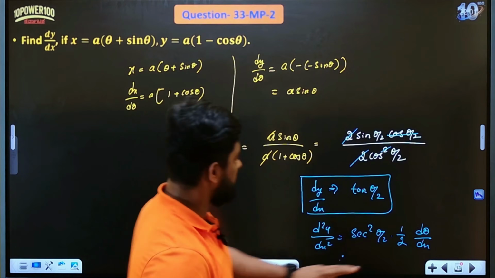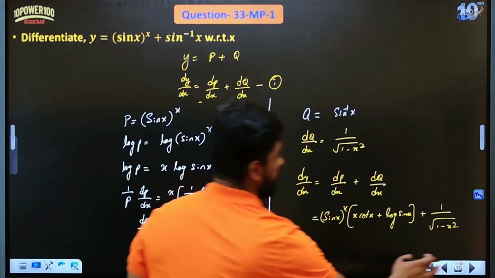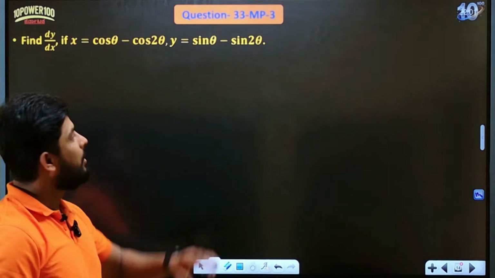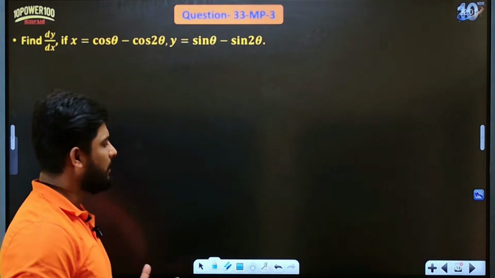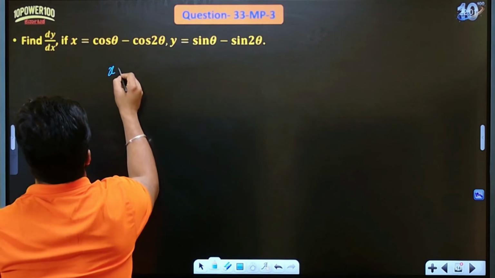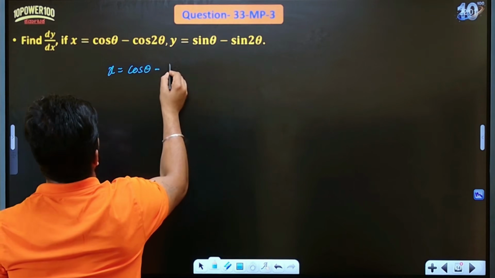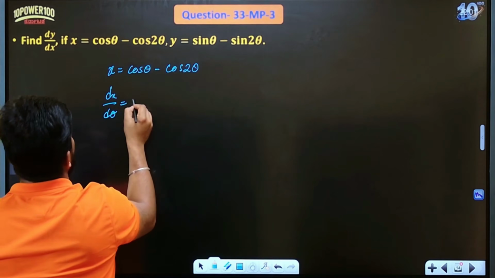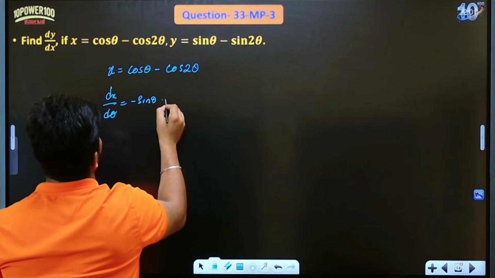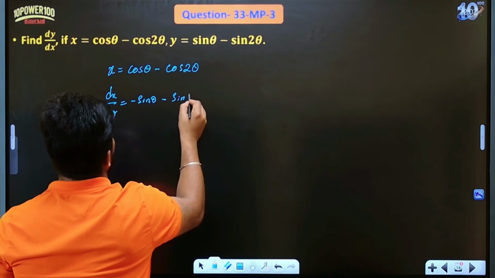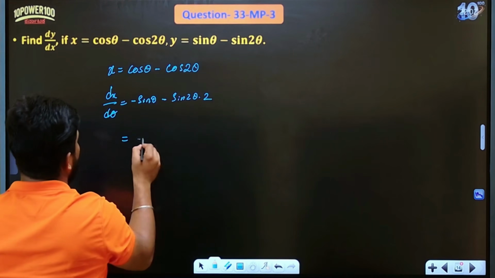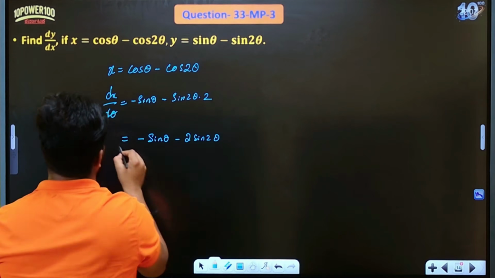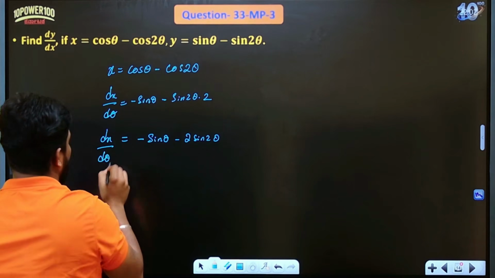Okay, next one. So x is equal to cos theta minus cos 2 theta, y is equal to sin theta minus sin 2 theta, a parametric condition itself. So let's take x is equal to cos theta minus cos 2 theta. So dx by d theta is equal to minus sin theta, isn't it, minus sin theta minus sin 2 theta into 2. So if we rewrite this, minus sin theta minus 2 sin 2 theta comes. Okay, this is dx by d theta.